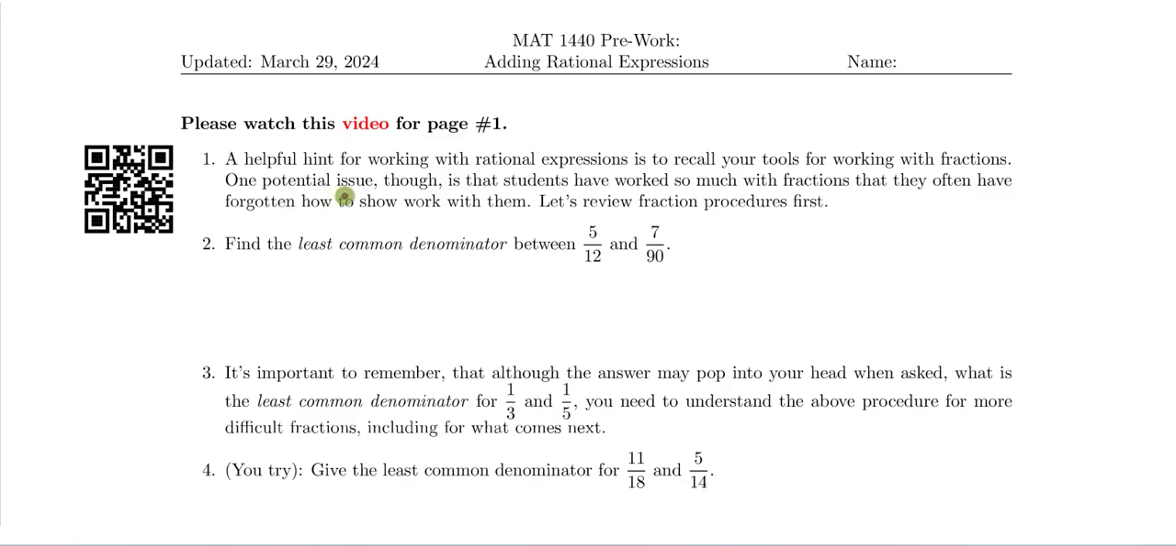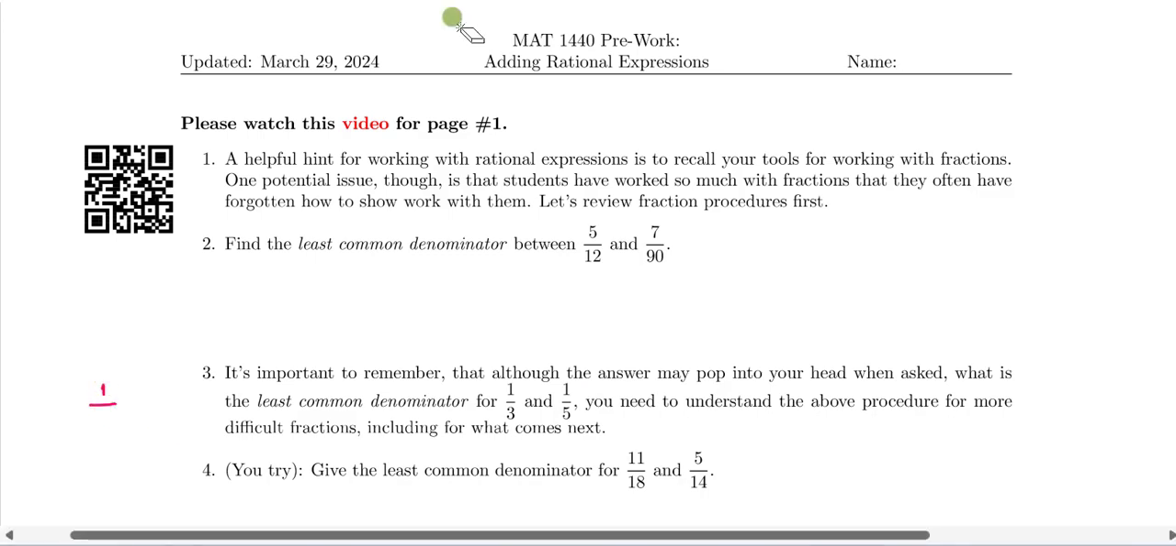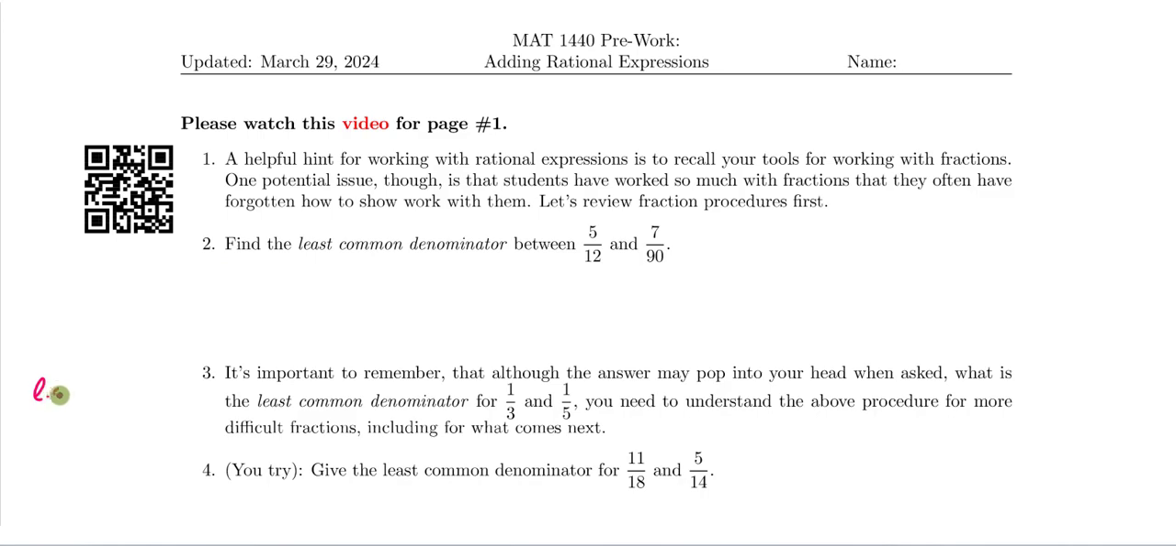One potential issue, though, I think, is that students often have worked so much with fractions that they've forgotten how to show the work that goes with working with fractions. And so I want to make sure that we're always reviewing that so we have a common vocabulary. And before I jump into number 2, I'll point out that my guess is if I asked students to find the least common denominator for the fraction 1/3 and for the fraction 1/5, it might be that the answer 15 pops up in their mind as the common denominator for these two fractions.